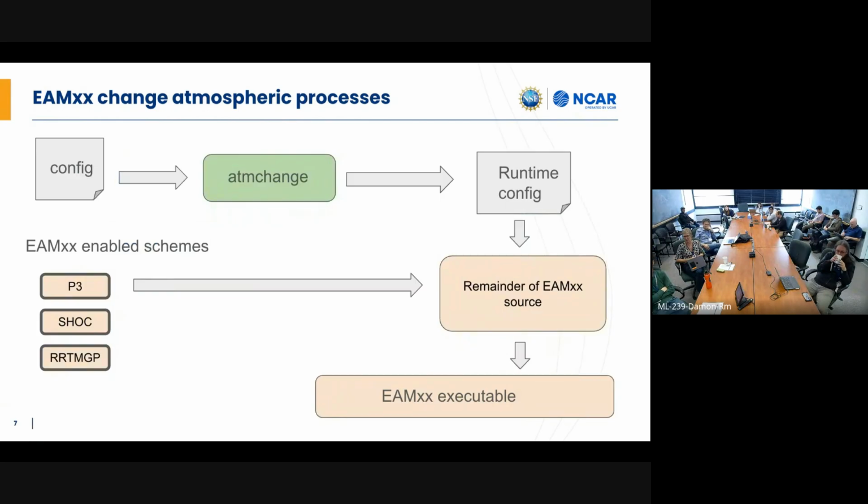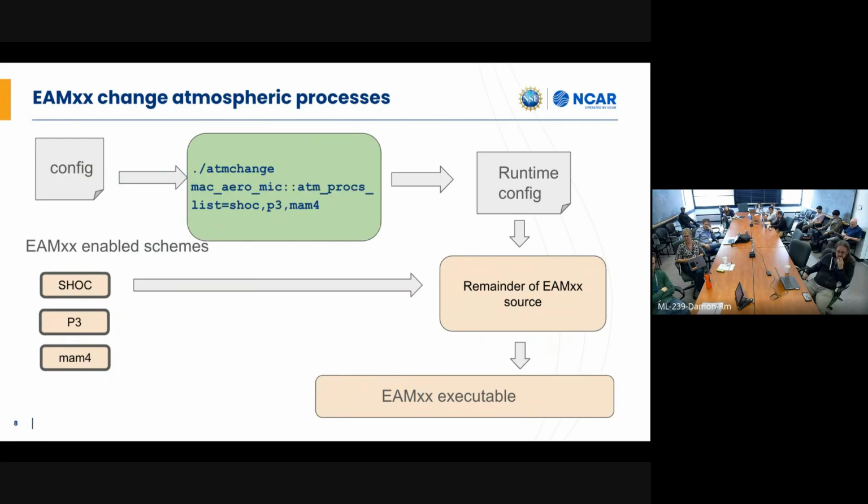And so what this sort of looks like is I can have an ATM change file. It then sets up a runtime configuration for the atmospheric processes. And so if I want to change my processes to say look like SHOC and then P3 and then MAM4, and I'm not an atmospheric scientist, so I don't know if that's a reasonable setup to use, but for the example, that's what we're going with. And so now we're going to compile the code to have that run scheme. And then if I want to change something, I don't have to make a new driver or anything like that. I can just change the parameters I'm passing into ATM change, and then it will configure it for me correctly.